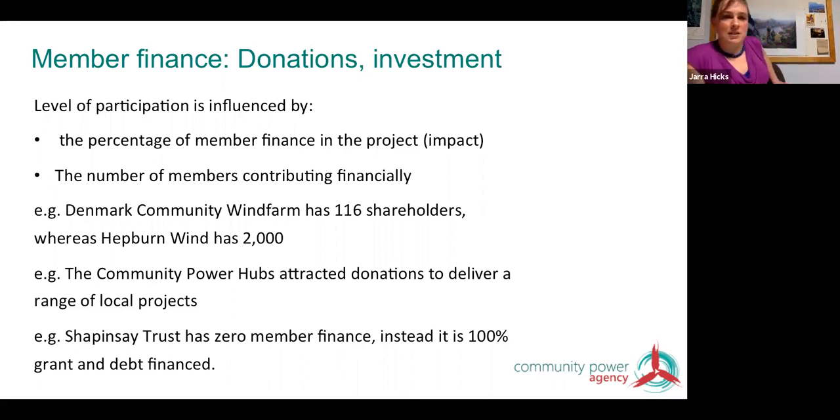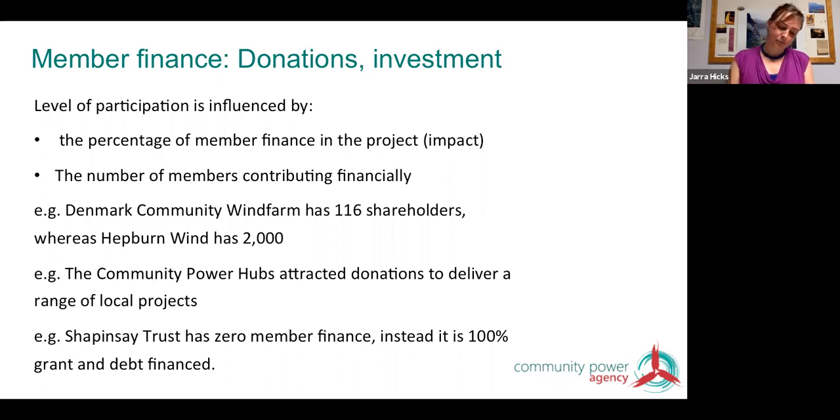But the level of participation is influenced by the percentage of member finance in the project. So how much money do you need to raise? And so how many people are going to need to be involved to get that amount of money? So, for example, in Repower Shoalhaven, a community energy project in New South Wales, they set their projects up under a private company. So that actually had some limitations on how much money they could raise and how many people could be involved. And that capped the number of people involved at 20 people.